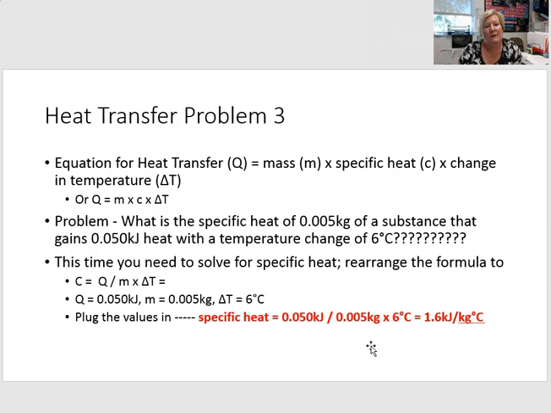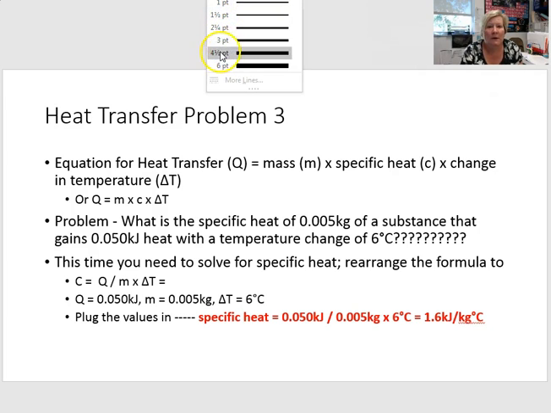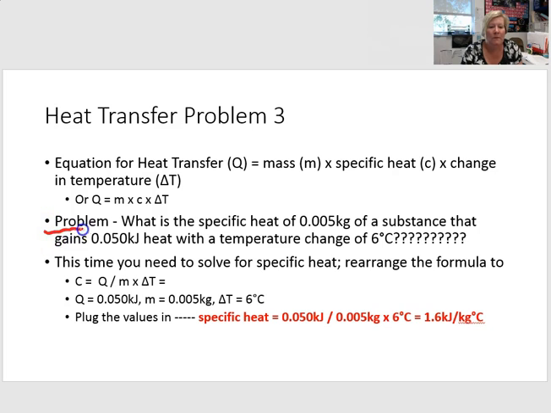So I heard you ask that you need one more heat transfer problem. So let's do this once again. Let's pick red for our color. And here's our problem. What is the specific heat of a 0.005 kilogram substance that gains 0.05 kilojoules of heat, and you have a temperature change, a delta T, of 6 degrees? So here we're asking for specific heat.